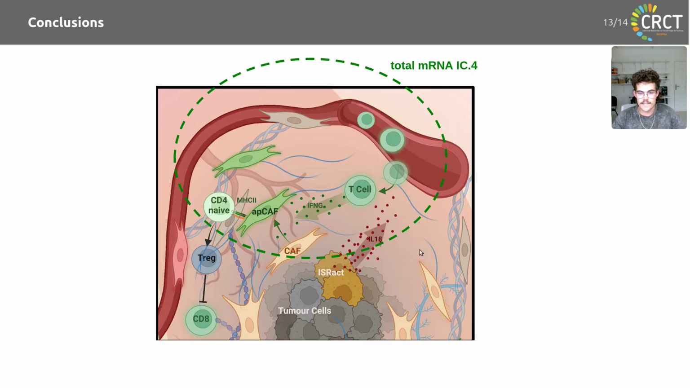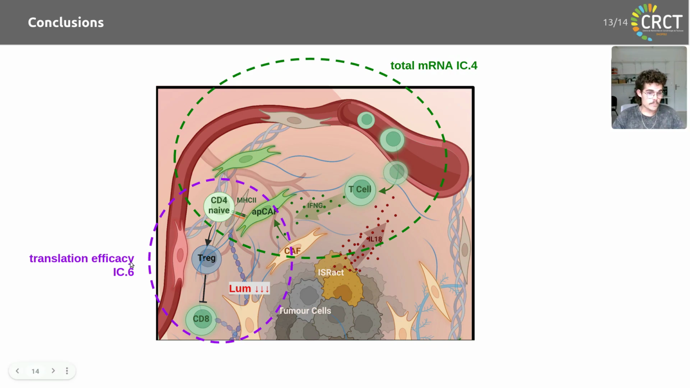Thus, in a nutshell, we believe that secreted factors from the tumor are recruiting immune cells, which in turn are secreting interferon gamma, affecting the local tumor microenvironment. This would drive, for instance, the polarization of CAFs to antigen-presenting CAFs and antigen presentation. In turn, IC6, captured by translation efficacy, could be capturing the downstream immunosuppression that is being described to be driven upon fibroblastic antigen presentation, where perhaps lumican downregulation could play a role.